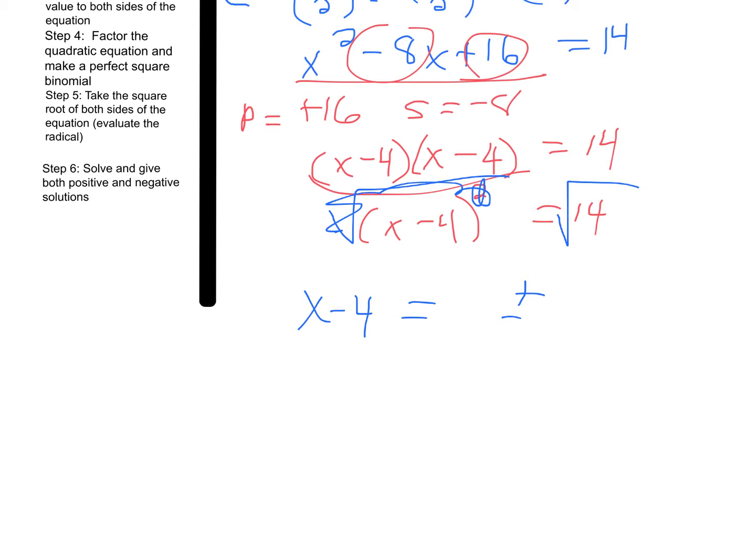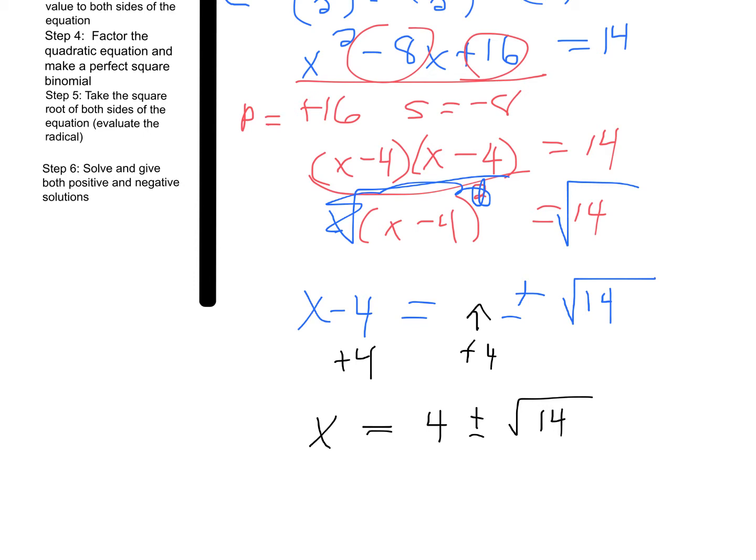Now I'll try to break down 14. I can't. There are no perfect squares in 14. So I leave it as radical 14. Now I'm going to add the 4. Move it in front. So x equals 4 plus or minus radical 14.